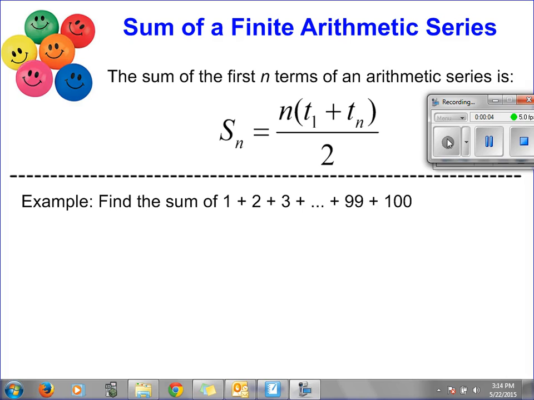Still 13.3. We're looking at finding the sum of a finite arithmetic series. Again, a series just means that we're adding together a sequence. There is a formula for it, which you can see on your screen there, which is also in the notes.